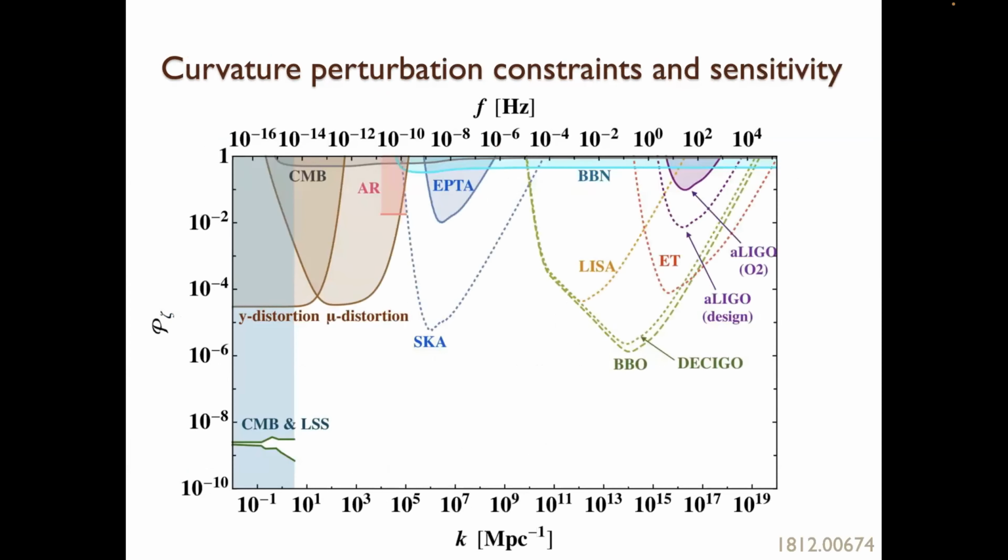So this is the k mode plot. The x-axis is k, the wave number, and the y-axis is the power spectrum of this curvature perturbation.